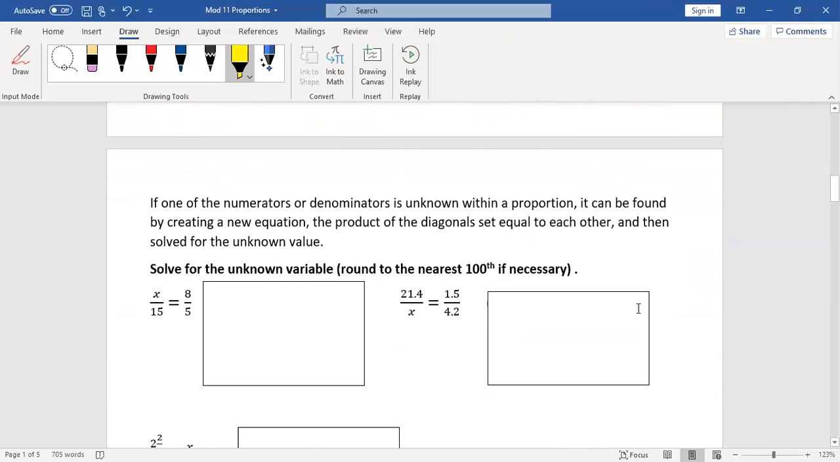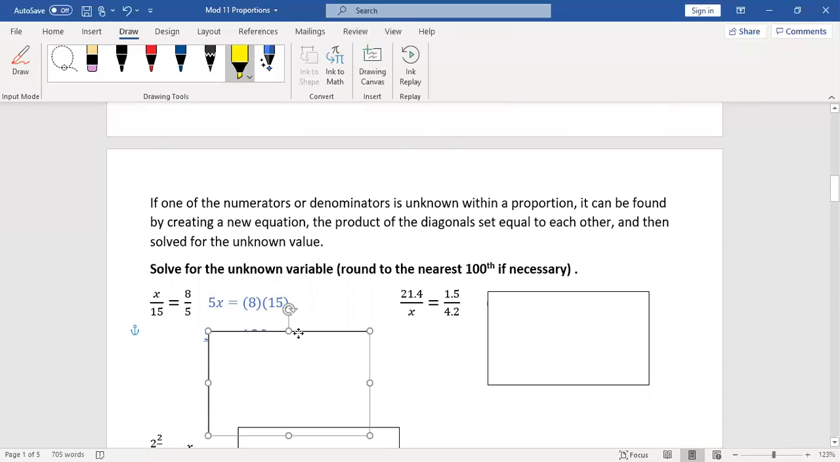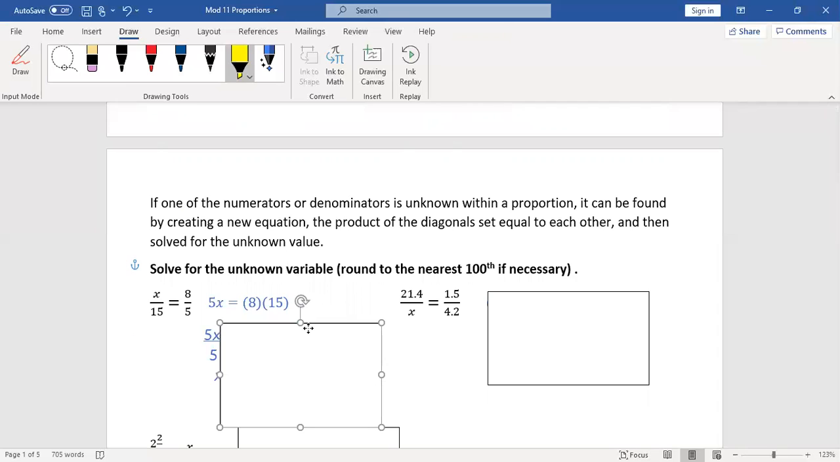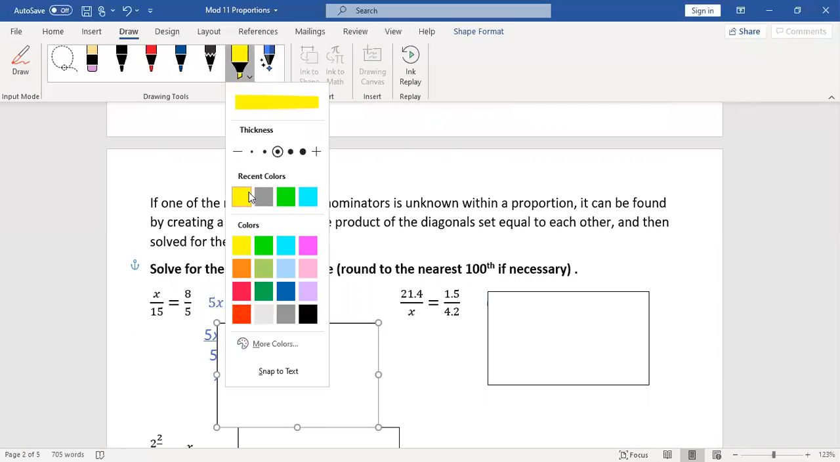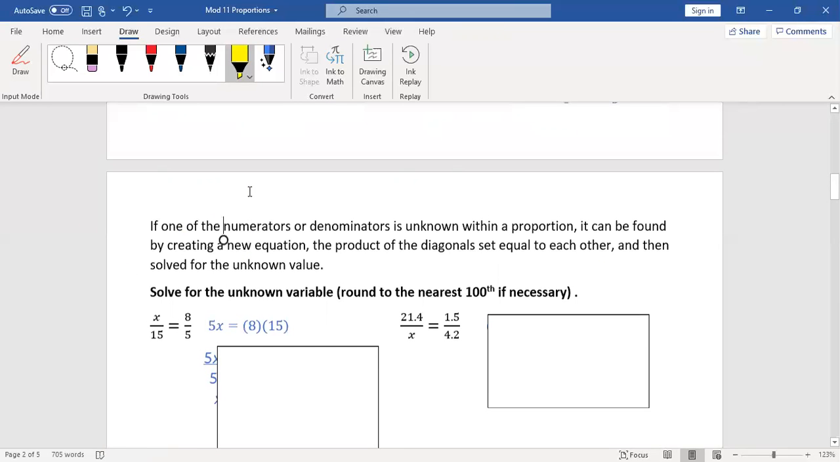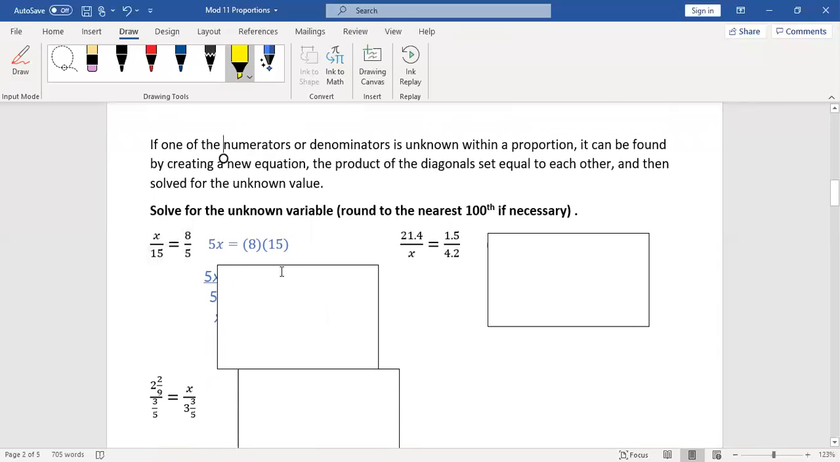If one of the numerators or denominators is unknown within a proportion, it can be found by creating a new equation, the product of the diagonals set equal to each other, and then solved for the unknown value. So if I have x over 15 equals 8 over 5, I can rewrite that as 5x equal to 8 times 15. Even though in my numerator is x, you just take the top times the bottom. Whenever you have a number times a letter, you always want to put the number in front. And once it's in that format, I can go back to my multiplication property of equality and divide both sides by 5, which indicates that x equals 24.